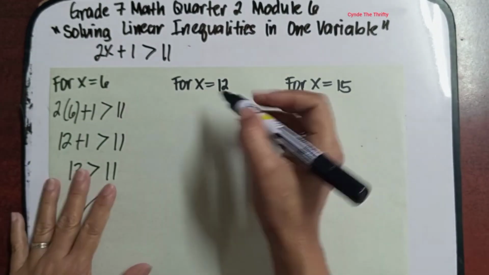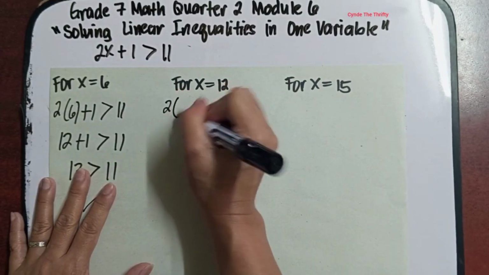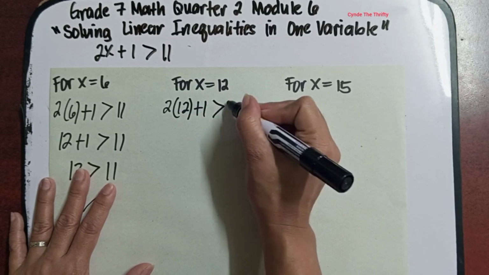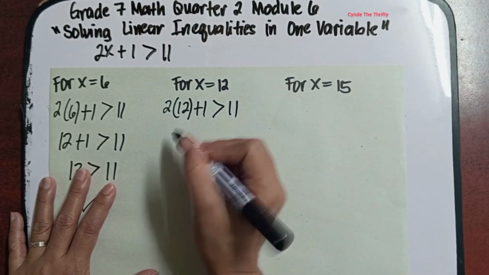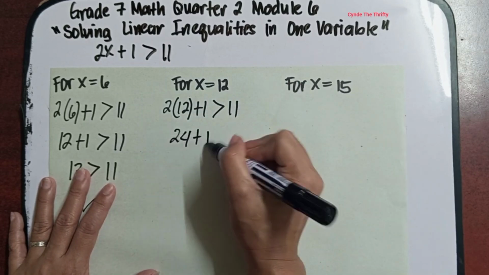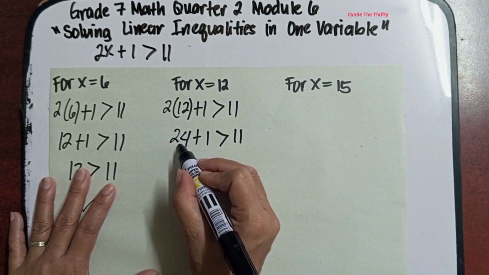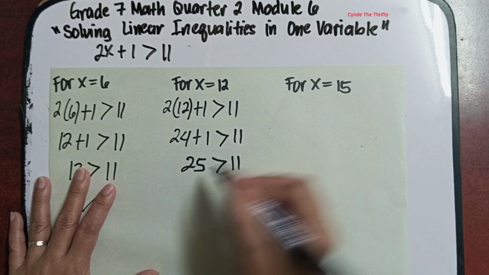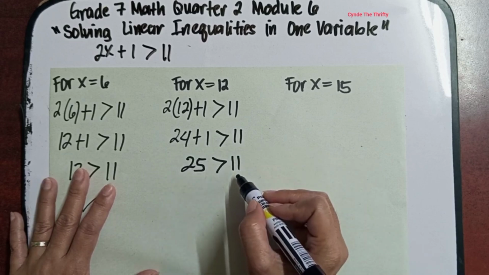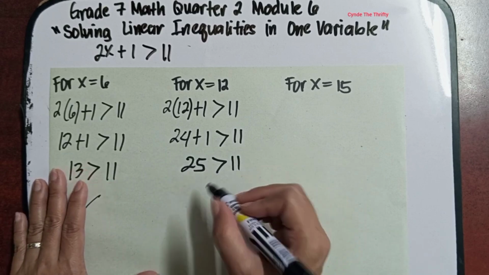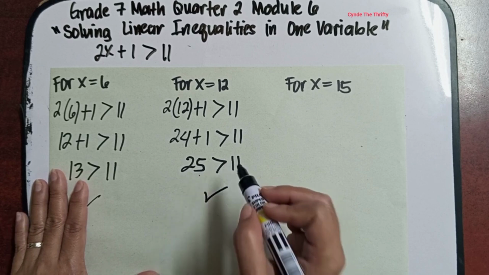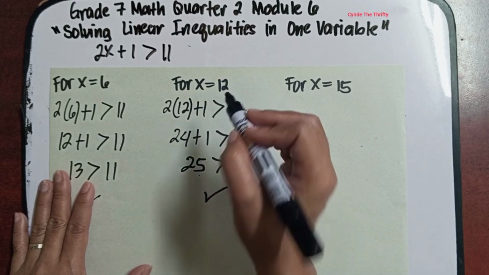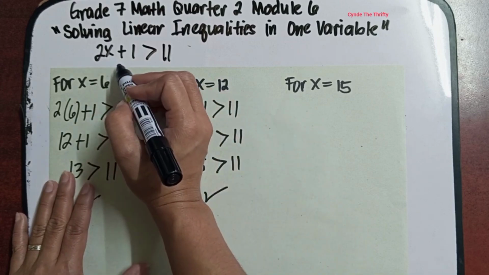Okay, so kung positive 12 si x, so 2 times the value of x na positive 12 plus 1 is greater than 11. So, 2 times 12 is equal to 24 plus 1 is greater than 11. So, 24 plus 1 is equal to 25 is greater than 11. Tama ba ito? 25 is greater than 11? Yes. So, this statement is true. Kasi si 25 is mas malaki talaga siya kaysa kay 11. So, therefore, positive 12 is a solution to our linear inequality.